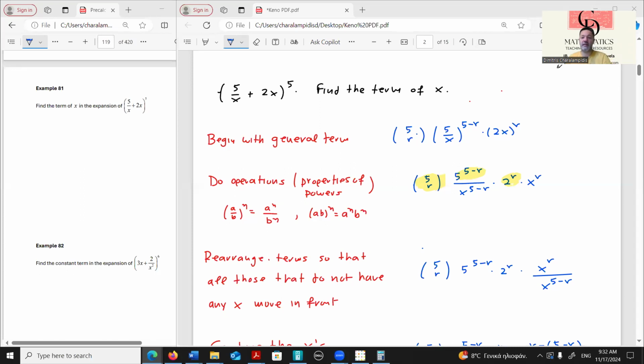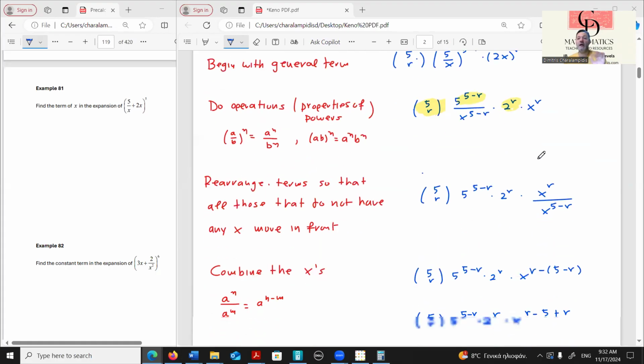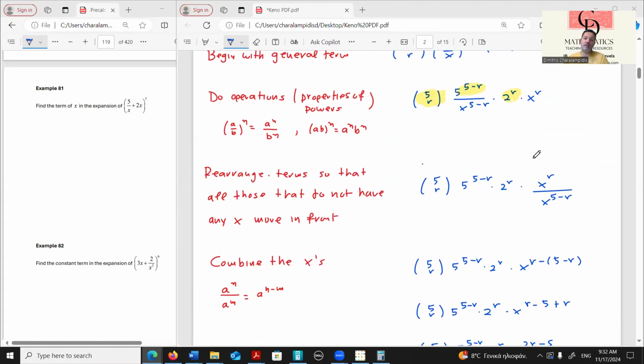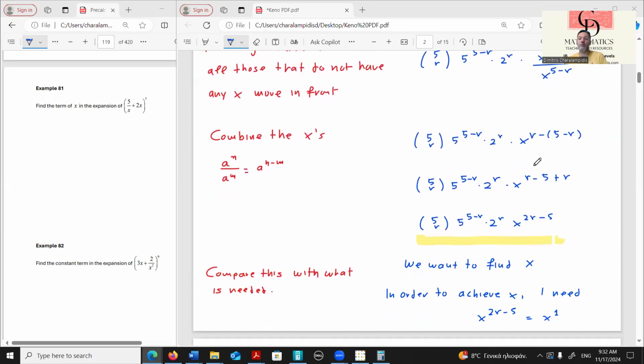Once we have that general term, we try to work on as many operations, which are basically properties of powers, as we can, so that we can eventually bring that general term into the simplest possible form, which is the form in which everything that does not include x and therefore is considered to be a number moves in front, and everything else, which includes x, moves at the back.